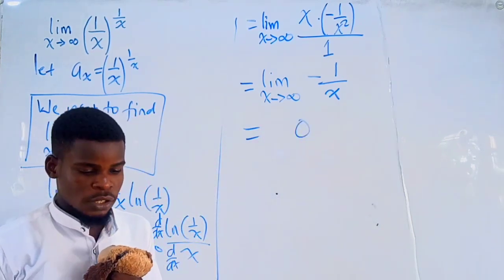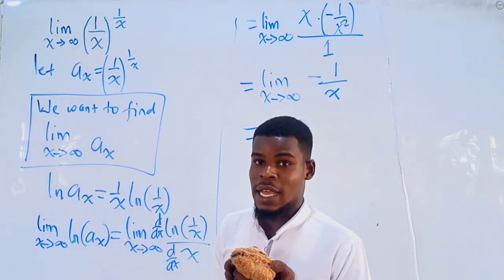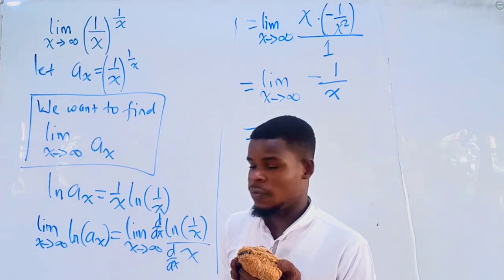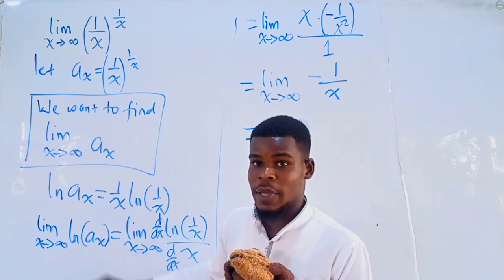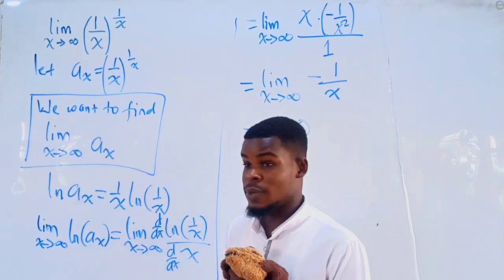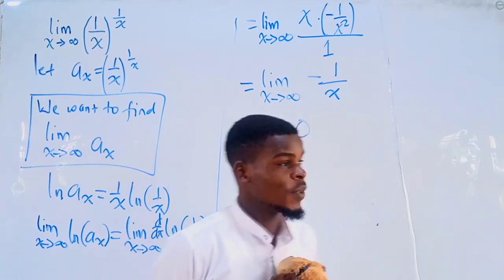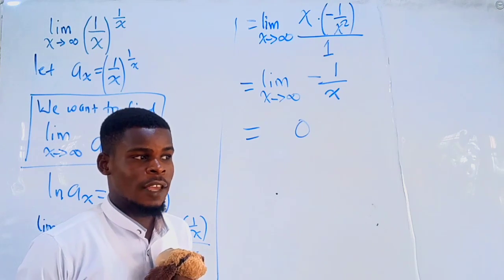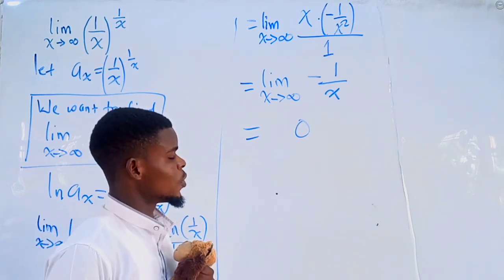But this limit is not the original limit we want to find. Take note, we want to find the limit of a sub x as x tends to infinity. But the limit we just sought is the limit of ln of a sub x. So we should try to recover a sub x from this ln. That's just by using some sort of exponential function. So let's define an exponential function and maybe take the exponent of both sides.